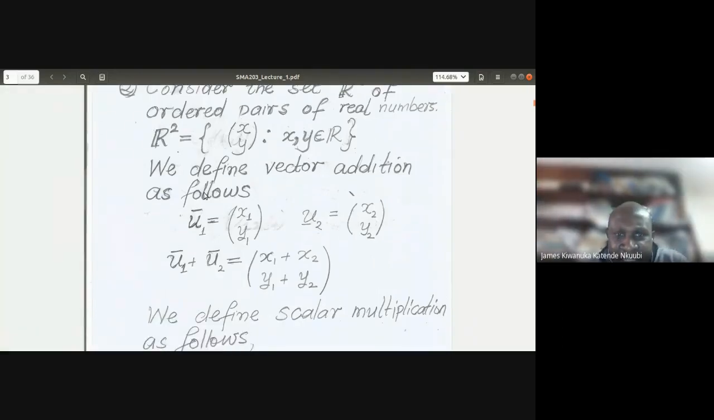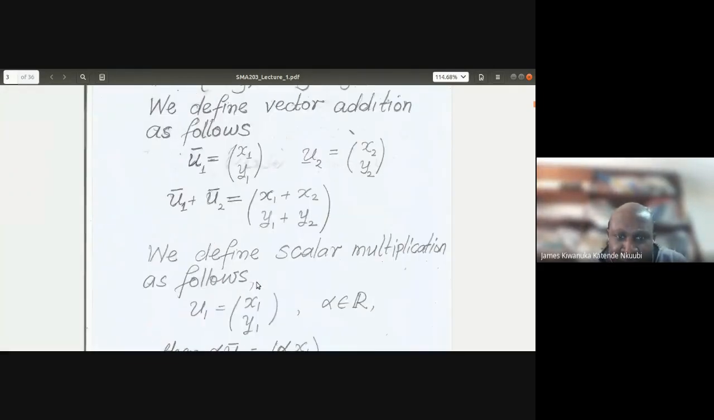So we define vector addition as follows in this set. If u1 is (x1, y1) and u2 is (x2, y2), then u1 plus u2 is equal to: you add the elements in the first coordinate for both vectors, and the second component of the sum is the sum of the elements in the second slot for both vectors. Clearly, when you add these two, you get another vector in R2. So our addition is well defined.